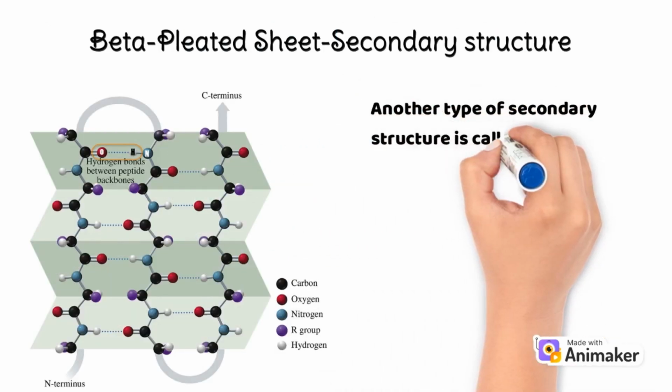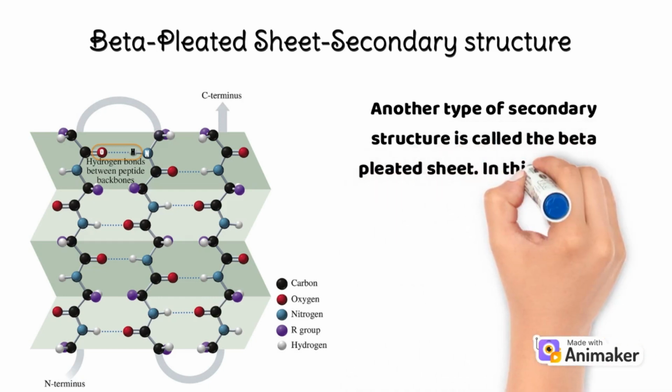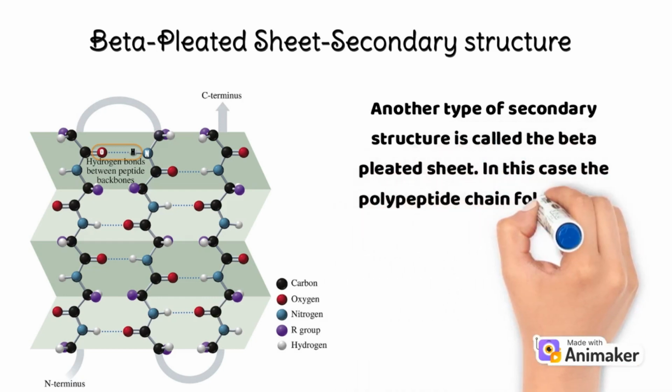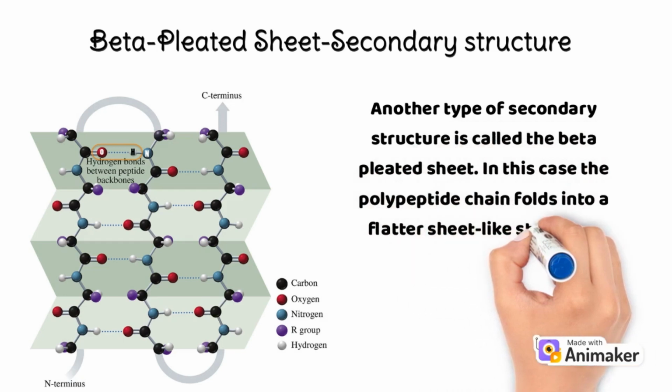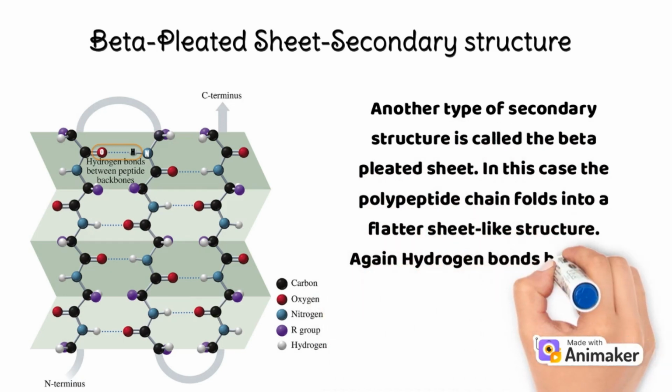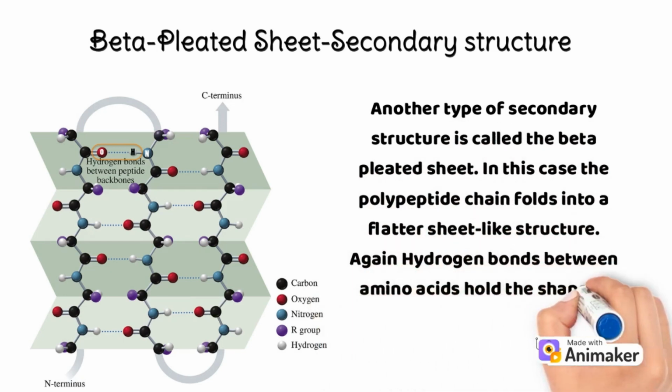Another type of secondary structure is called the beta-pleated sheet. In this case, the polypeptide chain folds into a flat or sheet-like structure. Again, hydrogen bonds between amino acids hold the shape in place.